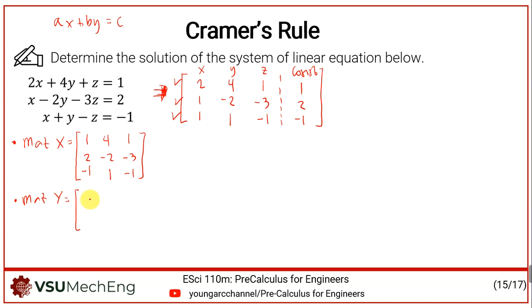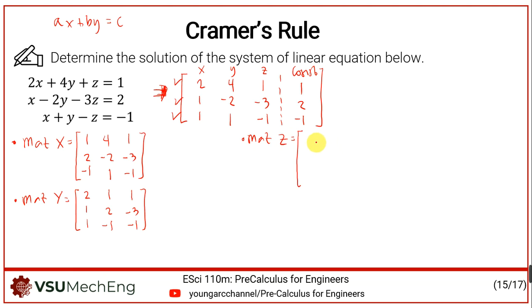Next, the matrix for variable y. This time, replace all the entries under the second column with the entries under the constant column. So the first column is for x, the second is for the constant, so 1, 2, negative 1. The third column is for z, 1, negative 3, negative 1. Next, for matrix Z.